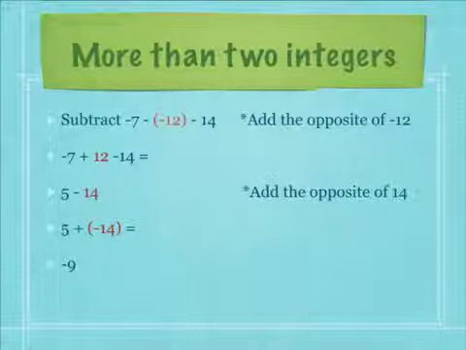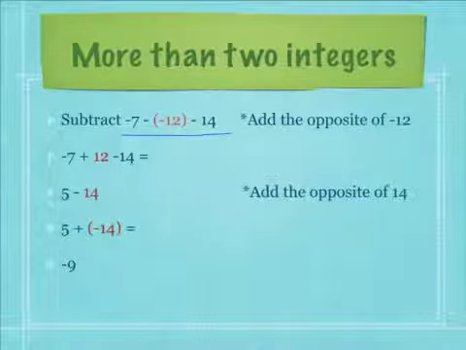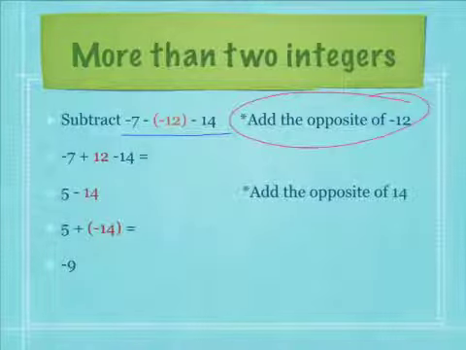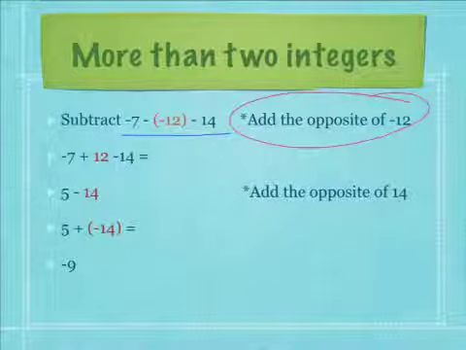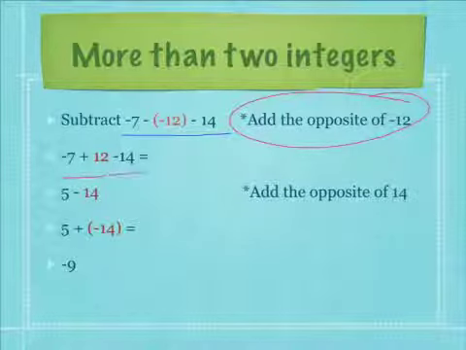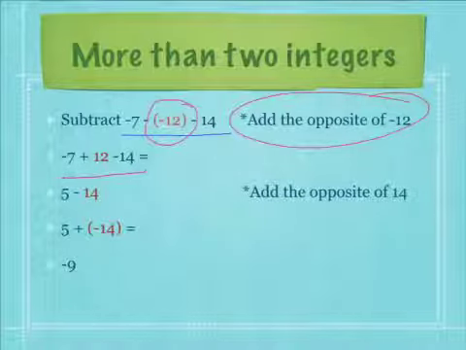You may come across a problem that has more than 2 integers, and you're going to apply the same strategies that we've talked about with there being only 2 integers, turning it into an addition problem. So we're going to start off with this problem, negative 7 minus negative 12 minus 14. So the first step here says to add the opposite of negative 12. So we take this one step at a time. Negative 7 plus the opposite of negative 12, which is positive 12, minus 14.